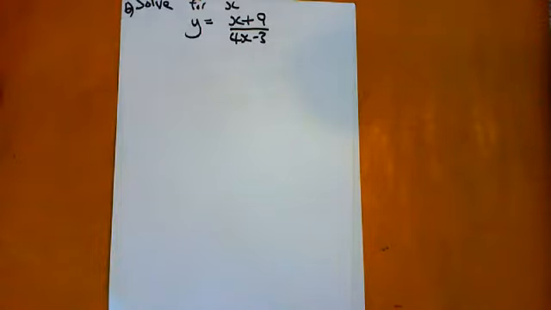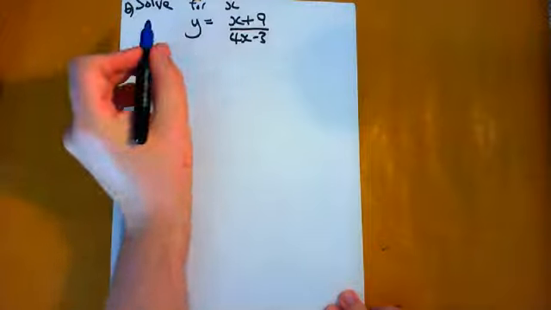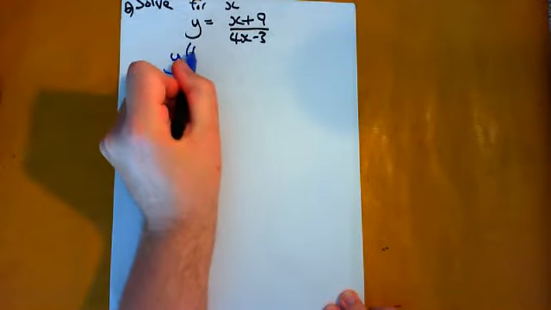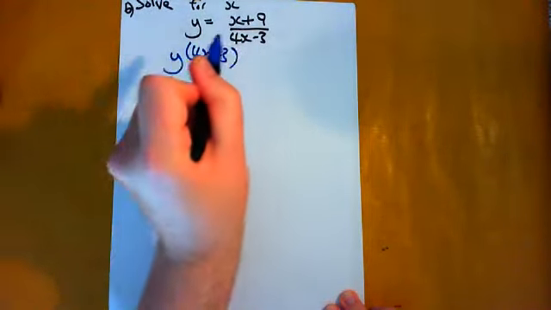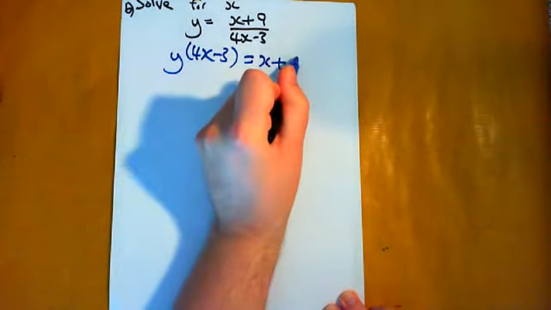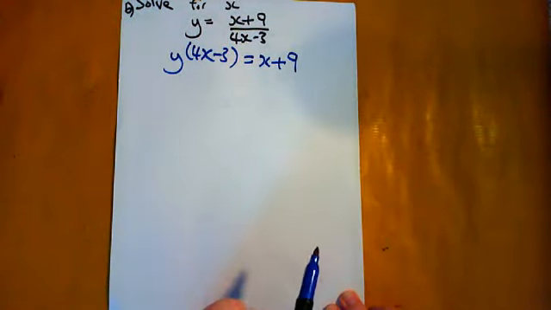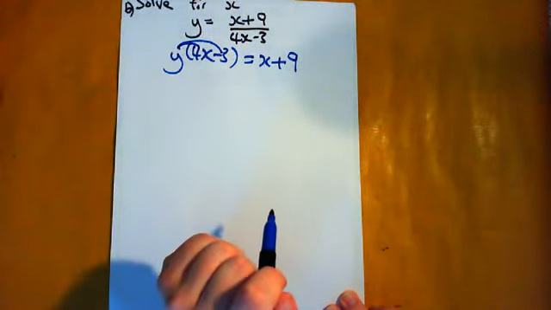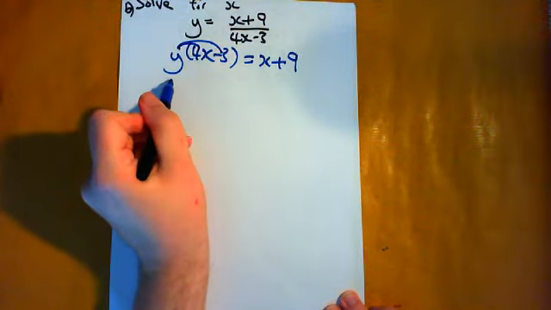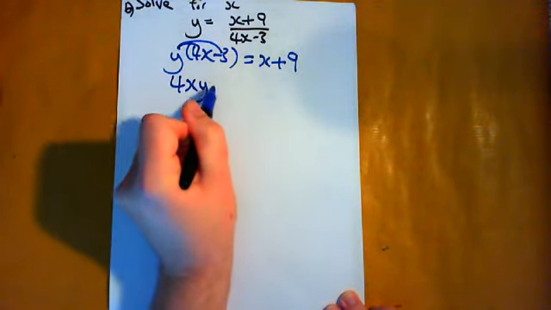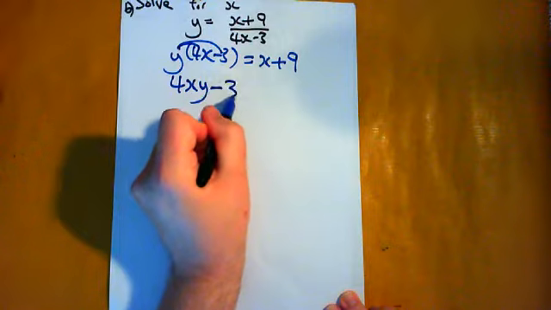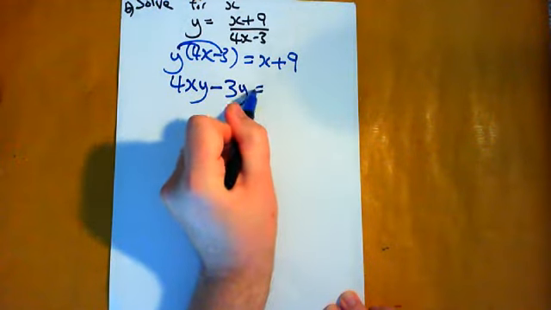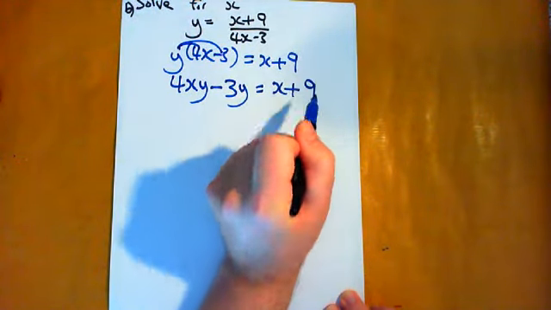So the first thing we need to do is multiply both sides through by 4x minus 3, and that will give us y times 4x minus 3 equals x plus 9. So now we need to multiply out the y on the left hand side into the bracket. So y times 4x is 4xy, minus y times 3 is 3y, equals x plus 9.